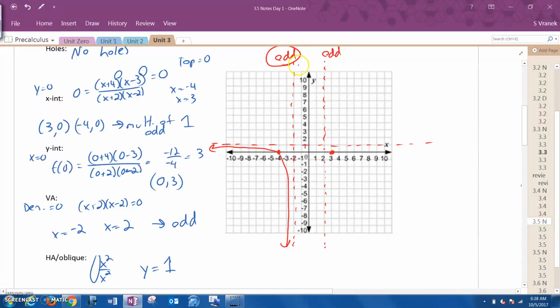Now, the only issue you have here is, does this go all the way down and through, or does it go back up? Since there is no x-intercept between these two vertical asymptotes, we didn't get any in here, and we know the y-intercept is, I forgot to plot the y-intercept, 0, 3. That means it crosses and it probably goes back up. Okay?